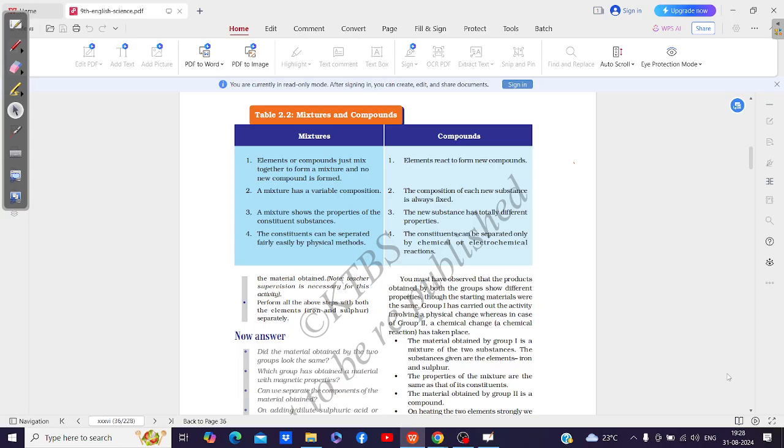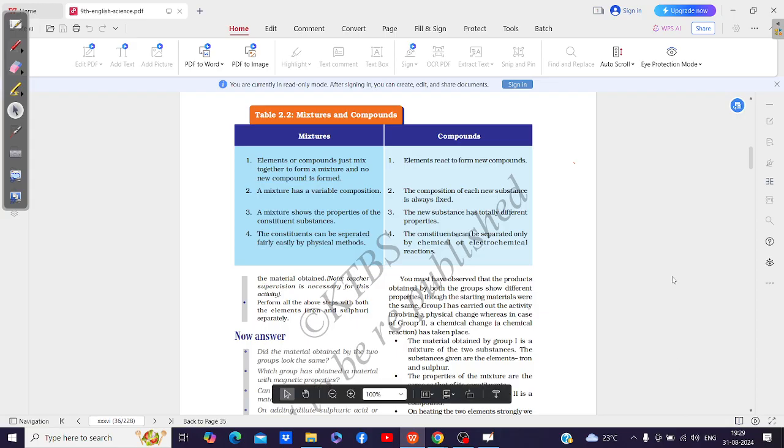But when it comes to compounds, the constituents cannot be separated that way. They can be separated only by chemical or electrochemical reactions. So we can't separate them by physical methods; we can separate the constituents of compounds by using chemical as well as electrochemical reactions.